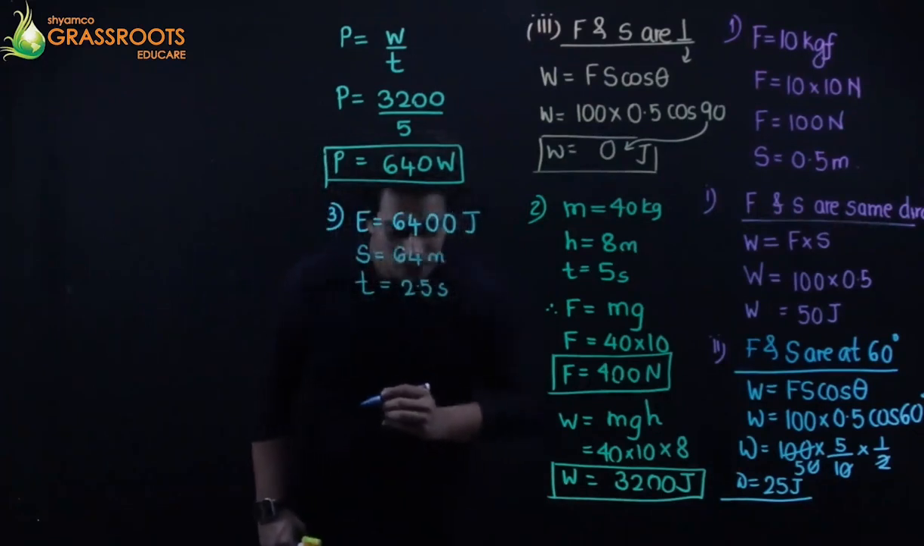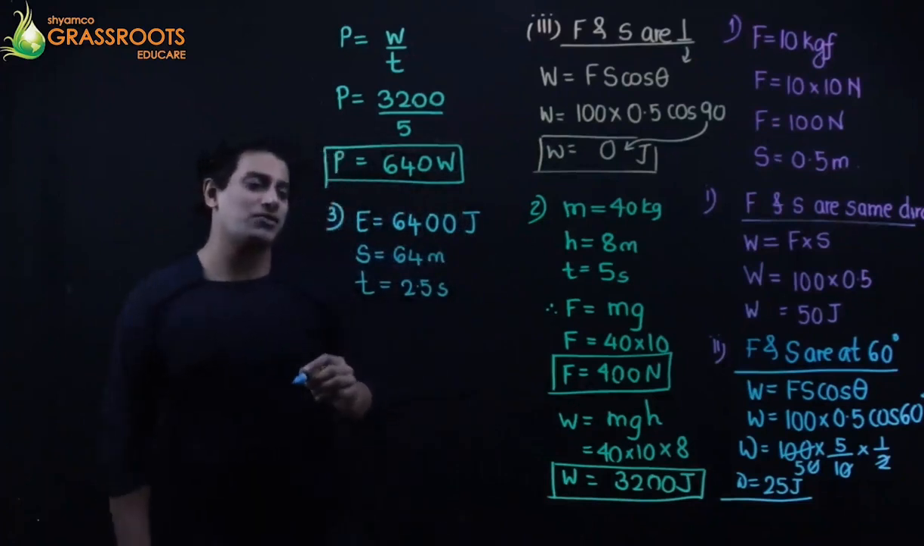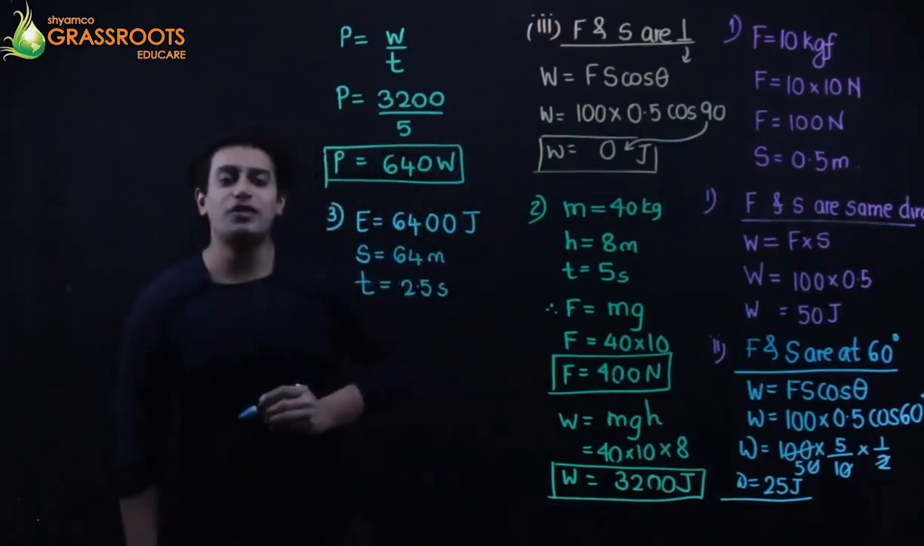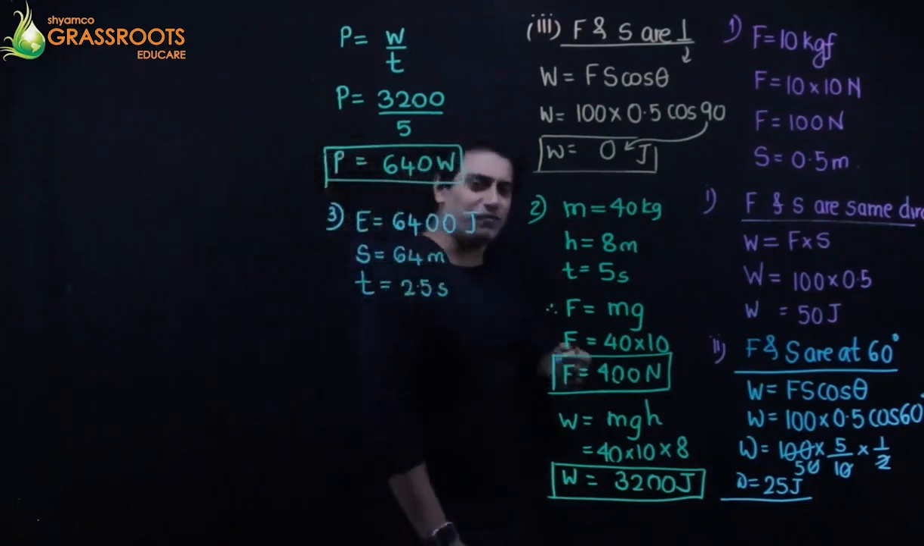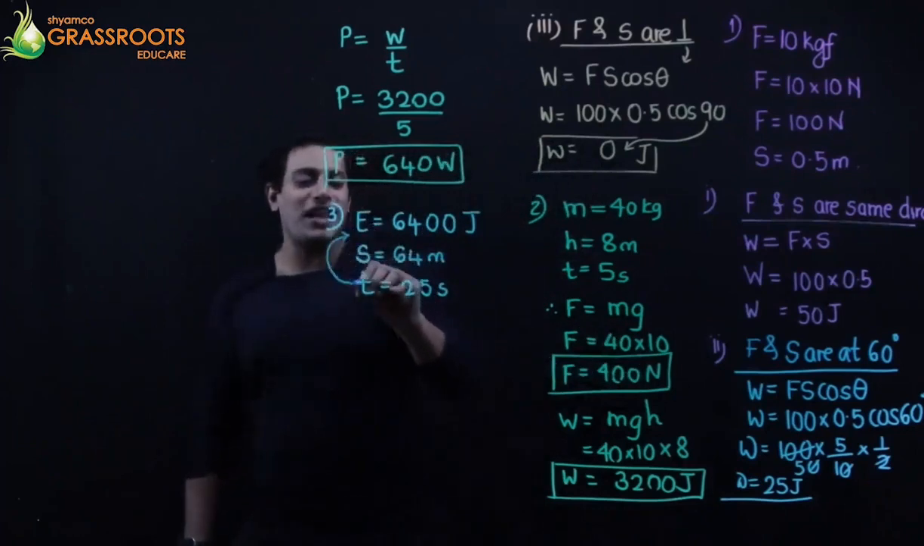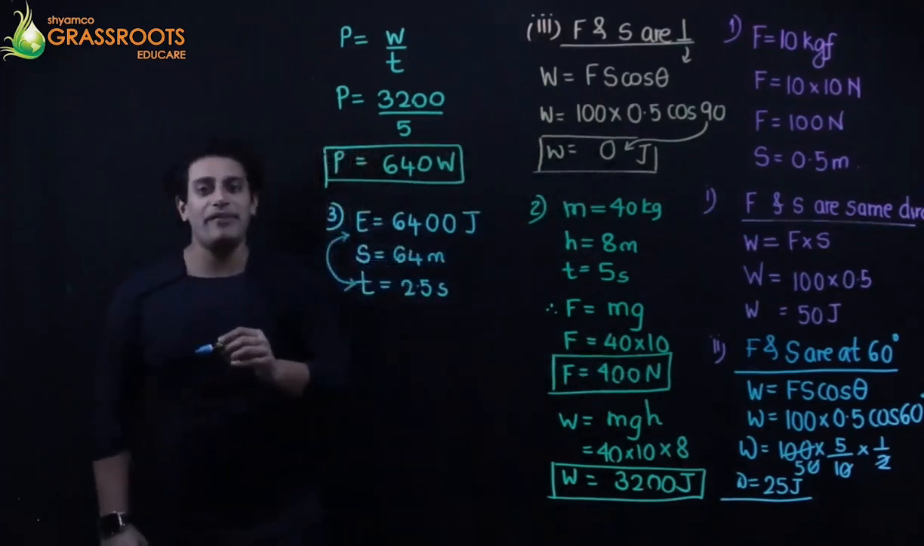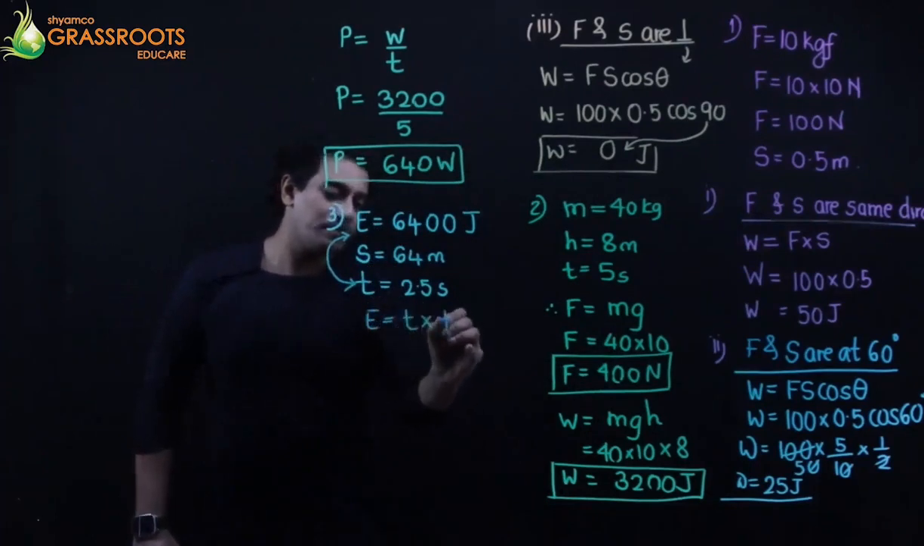Calculate the force and the power in horsepower in HP by the man. Simple question. Calculate the force and the power. Now, just please keep the formula chart in front of you. Yes? Energy ka formula is time pass. Time pass. So, energy is equal to TP.